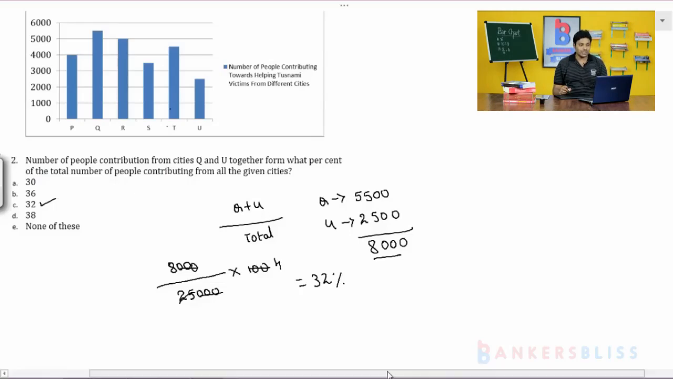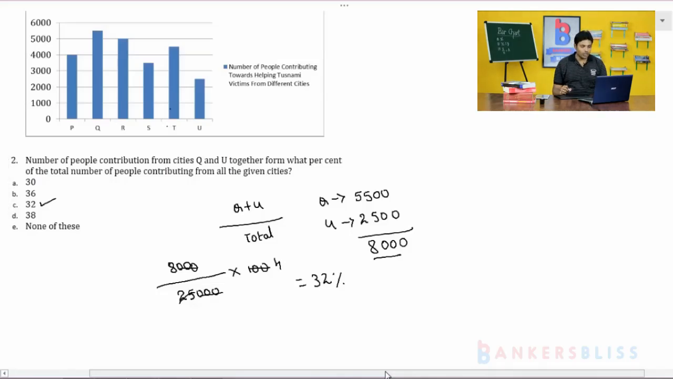P plus Q plus R plus S plus T plus U. P is 4000, Q plus U is 8000. So 8 plus 4 is 12,000, R is 5000, that is 17,000. Next S is 3500, of which you take only 3000. 17 plus 3 is 20. Next, after that 20, you take 4,000, that makes 24,000. The remaining 500 you take, which is equal to 25,000.